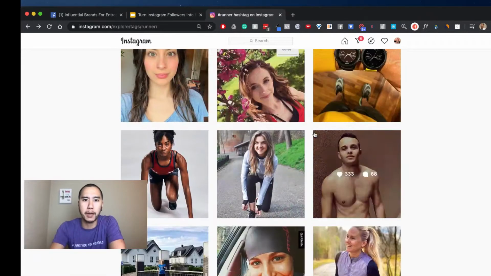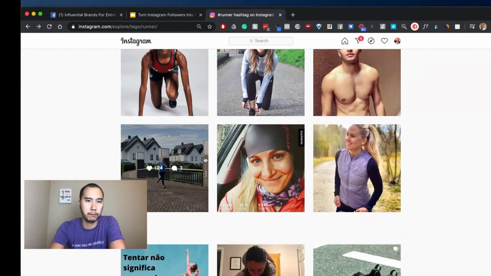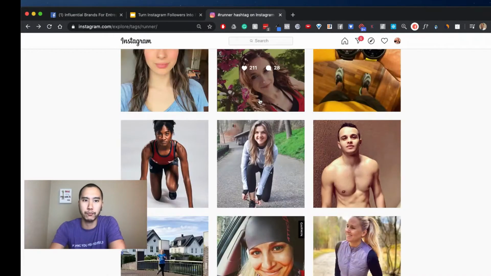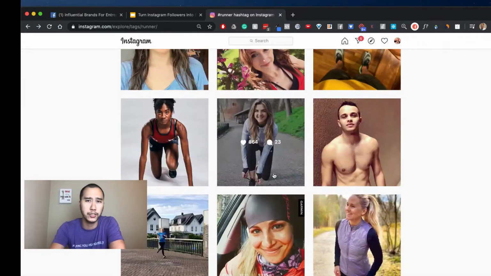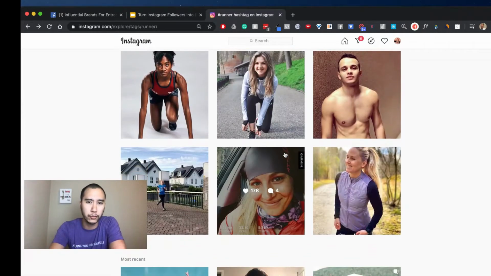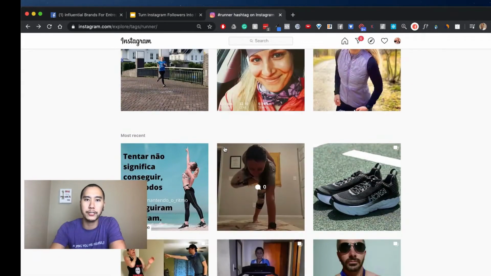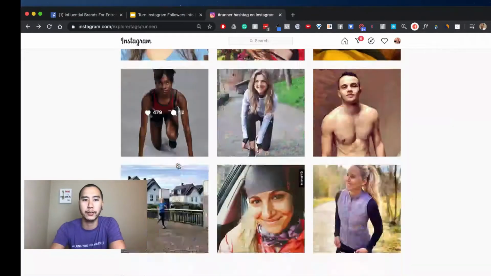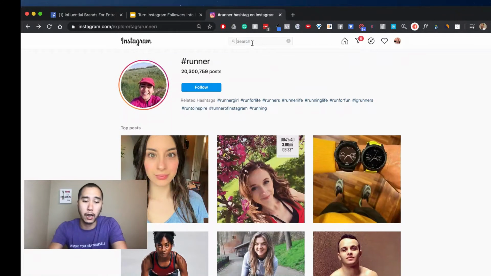Usually you have the top 9 posts here, right? You can see what pictures are attractive for these runners: a running pose, a stopwatch, people without their shirts on, tying their shoes and stuff like that. So that's usually the top posts, and you can see these are usually highly engaged. And here, it's just going to be too hard to find this. I honestly haven't checked this yet.